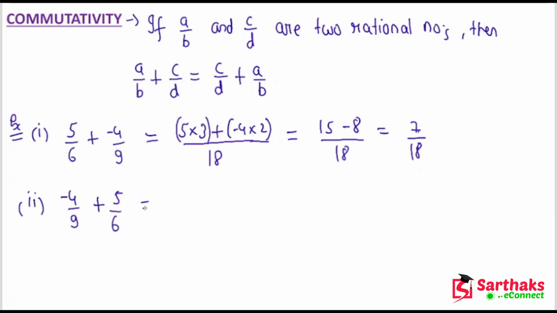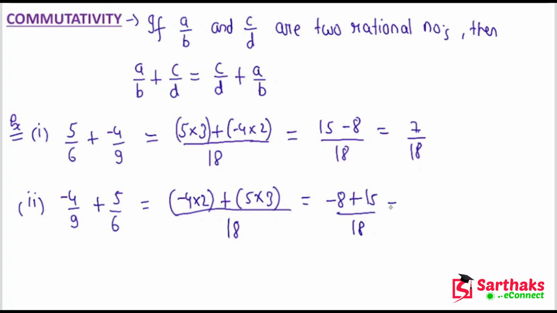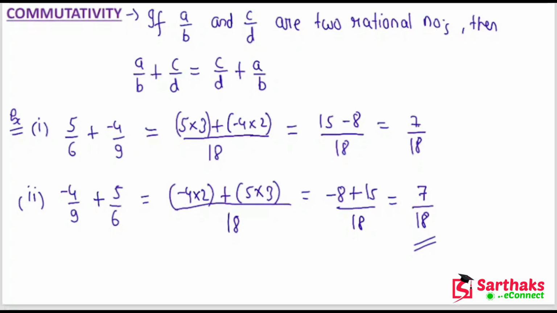Now let us see what we get in the second example. Again the LCM is 18. Now 9 into 2 is 18, so minus 4 into 2 is equal to minus 8. Similarly 6 into 3 is 18, so 5 into 3 is equal to 15. So we will get minus 8 plus 15 whole upon 18, which would give us 7 upon 18. Right. So this was the property of commutativity. Clearly it simply states that you can add two numbers in any order. It will not affect the result. Let us move to the third property, which is associativity.